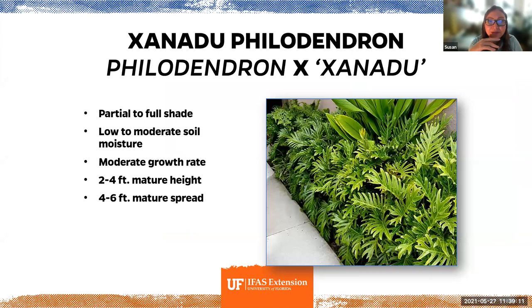Philodendron Xanadu is another great ground cover type of plant that slowly grows from about 2 feet high to a mature height of about 4 feet high with a mature spread of 4 to 6 feet. Again, it looks much better if it's planted in the shade.